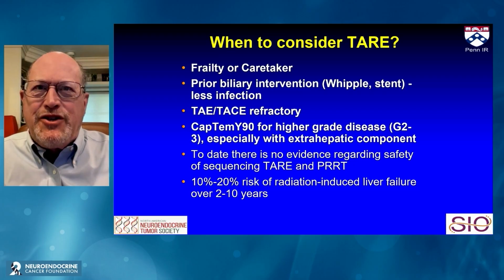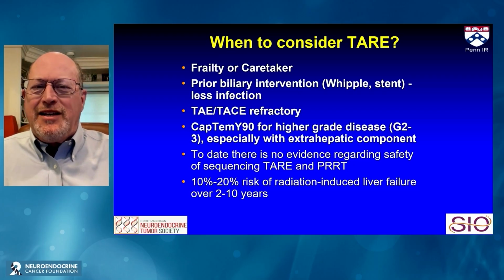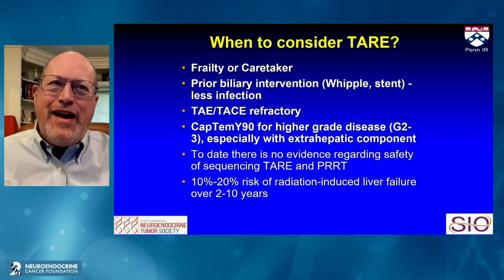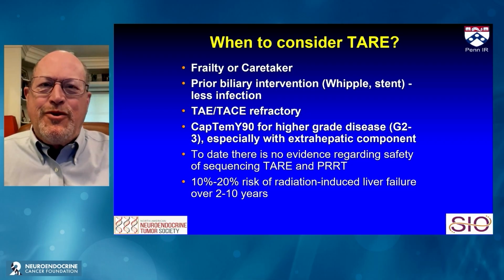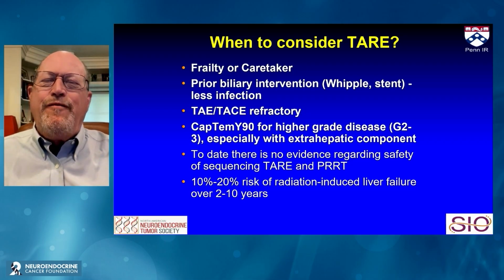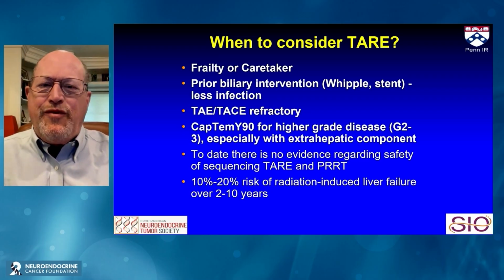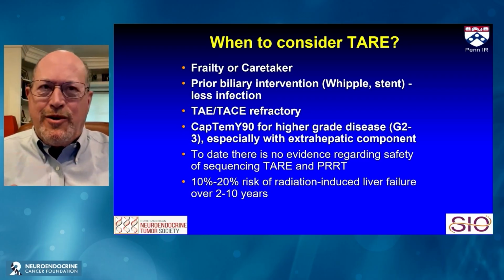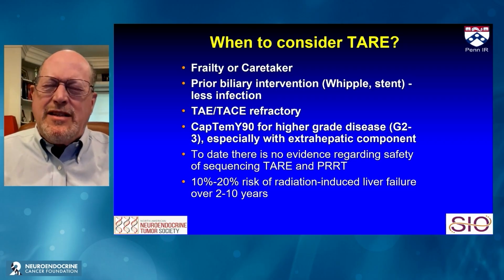Another question that comes up frequently is, well, what if I want PRRT? I mean, PRRT is radiation too, right? Would it be dangerous to get TARE and PRRT? In fact, although that's a very common concern, there is no evidence that that's true, regardless of the order you get them in. The available published data on patients who've had TARE and PRRT in either order is there does not seem to be any increased risk in those patients. To me, that's not a serious concern, but it frequently comes up.